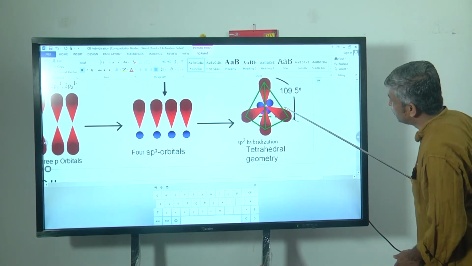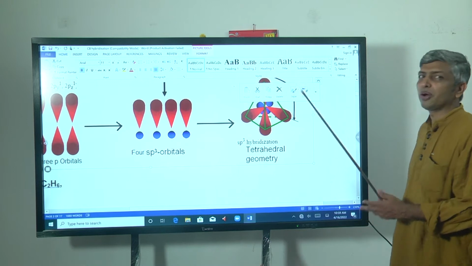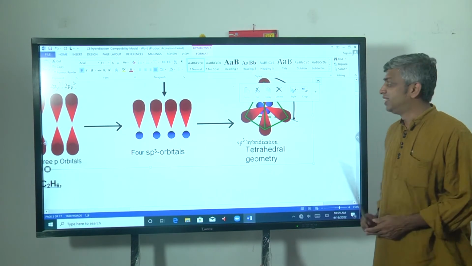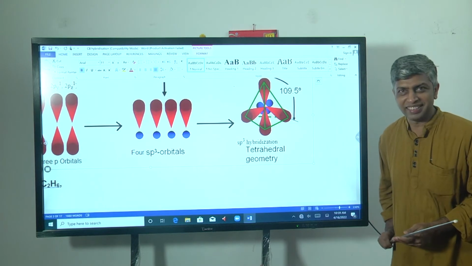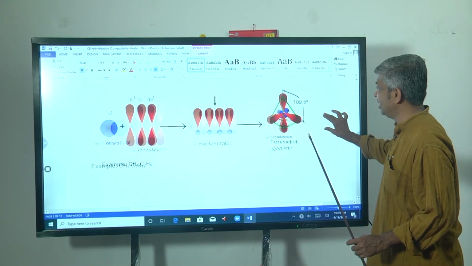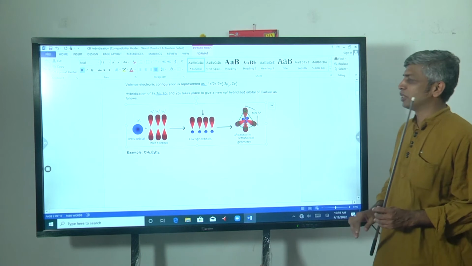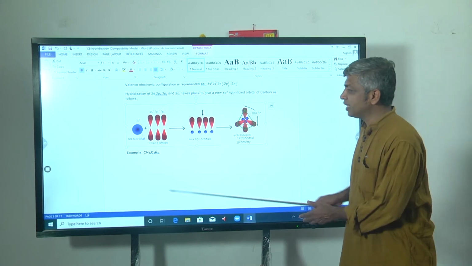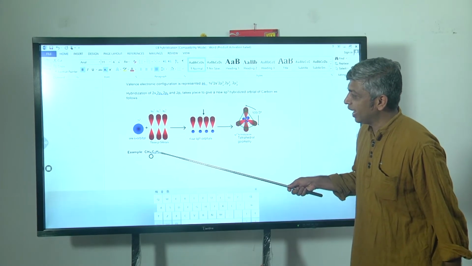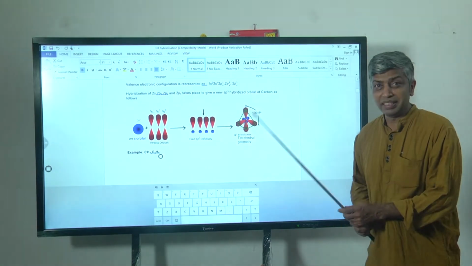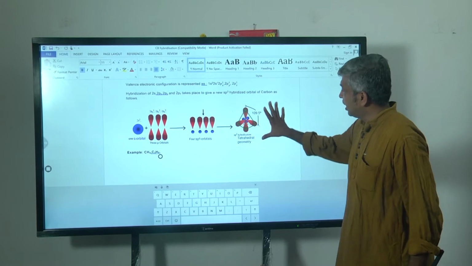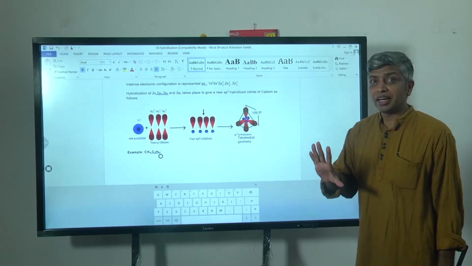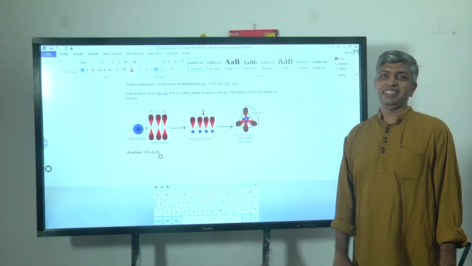So there are 1, 2, 3, 4 orbitals, and they all have the same energy. There is no change in energy levels. That is an example of sp3 hybridization with respect to carbon. Other examples are the methane molecule and the ethane molecule, which we will discuss in depth next. Here is the representation of a carbon atom with sp3 hybridization.